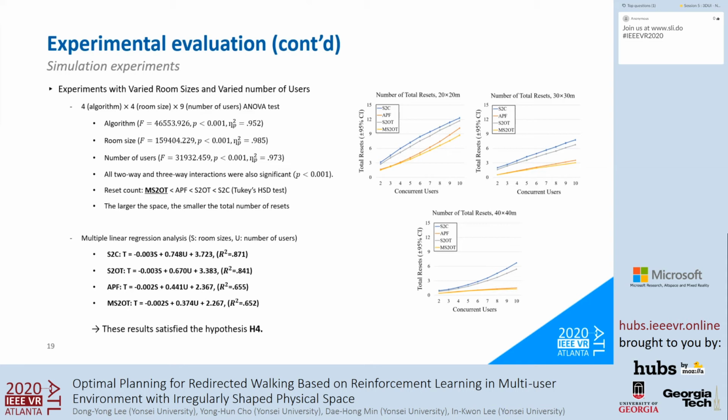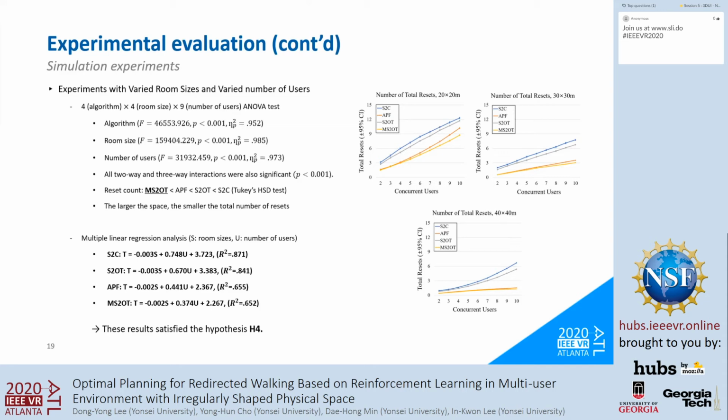When looking at these results through multiple linear regression analysis, the following equation was obtained. In particular, MS-DOT's coefficient for the number of users is lower than the other algorithms. Therefore, these results satisfy hypothesis H4.